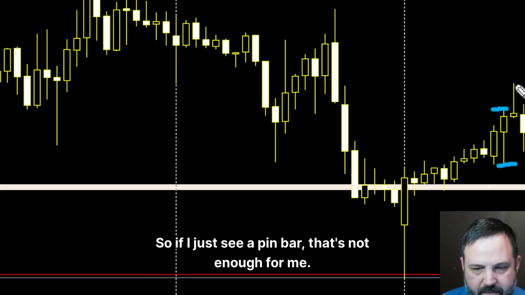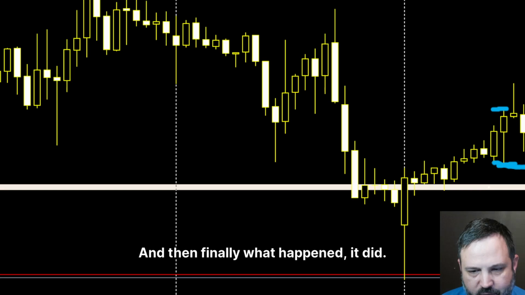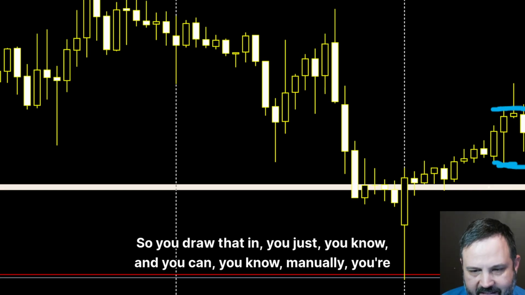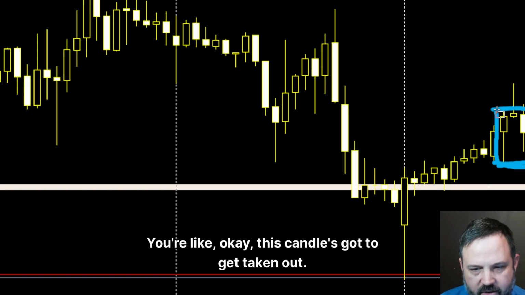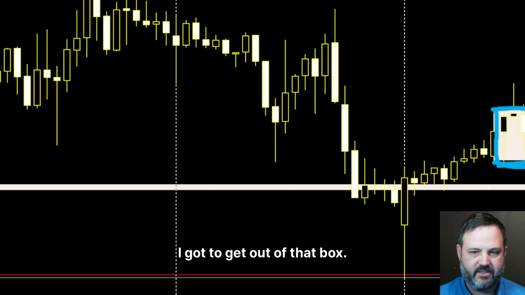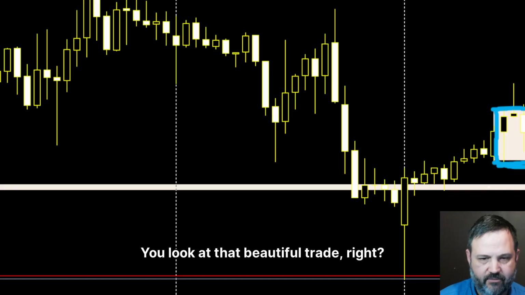It didn't take out and engulf the previous candle. So if I just see a pin bar, that's not enough for me. I've got to take out the bottom. And then finally, what happened? It did. So you draw that in. Manually you're going to be able to see that, but you could even draw a box on it. You're like, okay, this candle's got to get taken out. I got to get out of that box. And then there you go. Once it's out, you look at that beautiful trade, right?